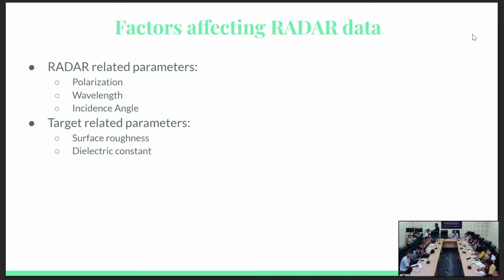There are also target parameters, majorly the surface roughness. The roughness is going to affect the scatter. Finally, there is something called the dielectric constant. The dielectric constant is a property of the material. If I explain it from the physics perspective, it will be a little confusing. So let's just say that different materials have different dielectric constants, and the value of the dielectric constant is going to affect how the scatter back is going to look.